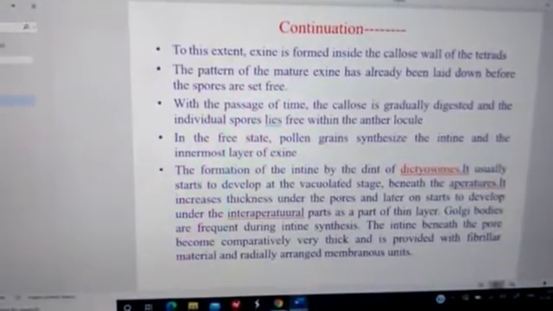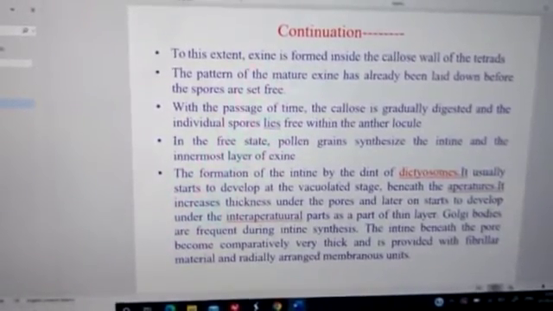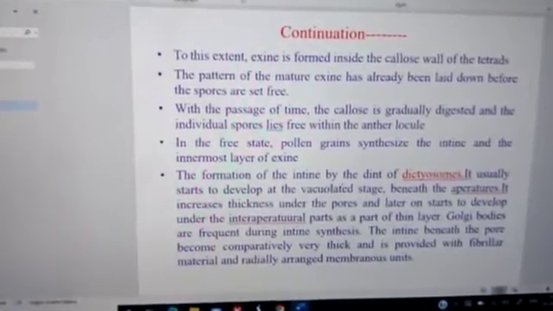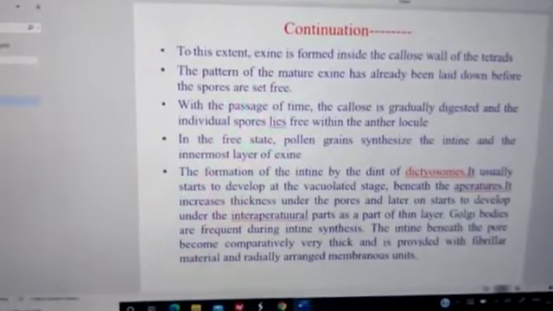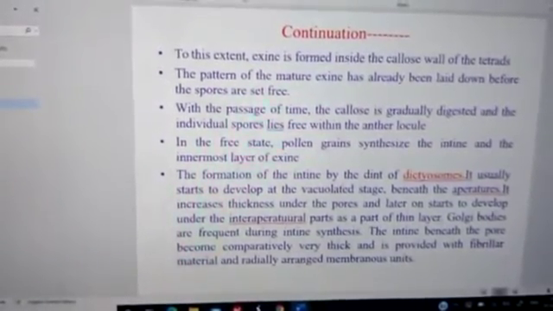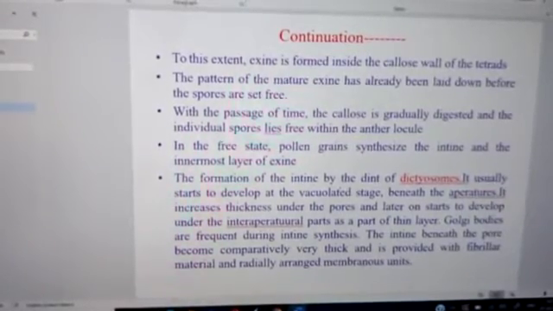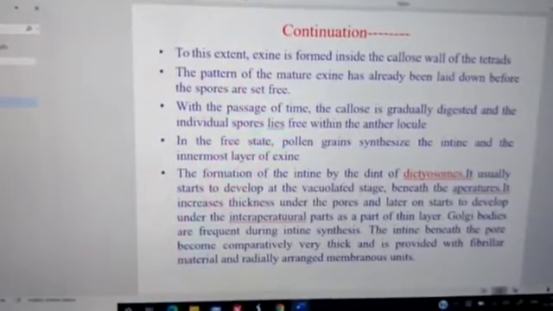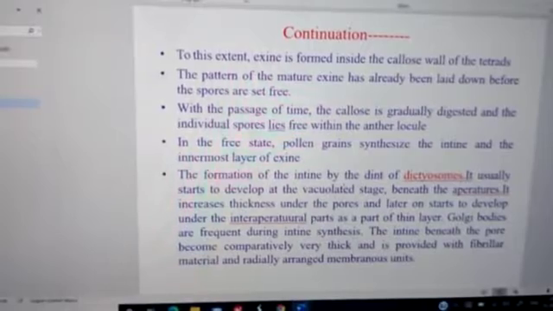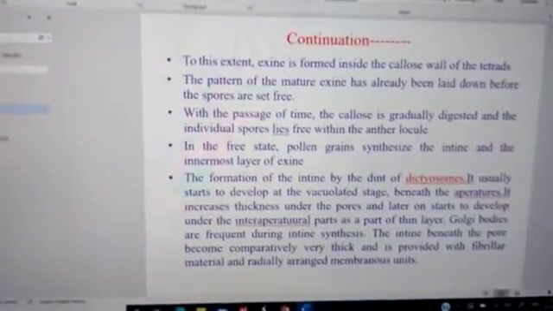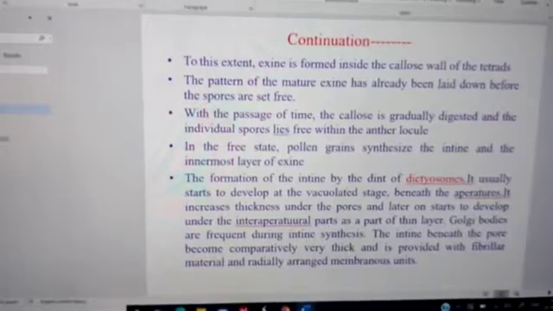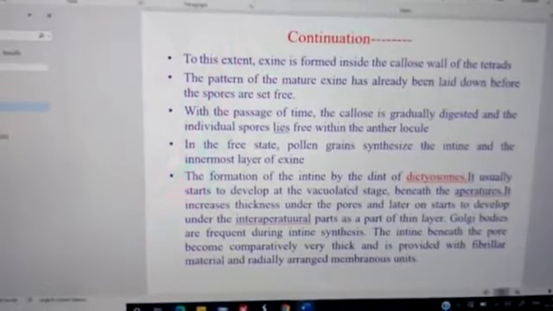In the free state, the pollen grains synthesize the intine and the innermost layer of the exine. So up to this stage only the exine is formed, then the intine and the innermost exine are formed after the liberation of the microspores from their common callosic wall. And the formation of the intine, by the action of the dictyosomes, gradually starts to develop at the vacuolated stage beneath the apertures. This increases the thickness under the pores, and later on it starts to develop under the interapertural parts as a thin layer.